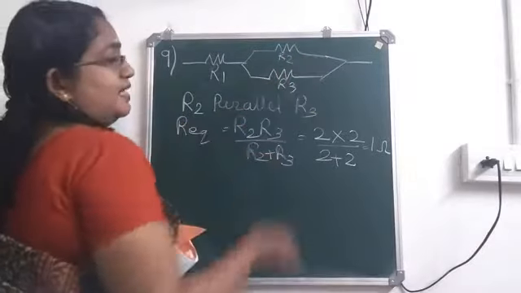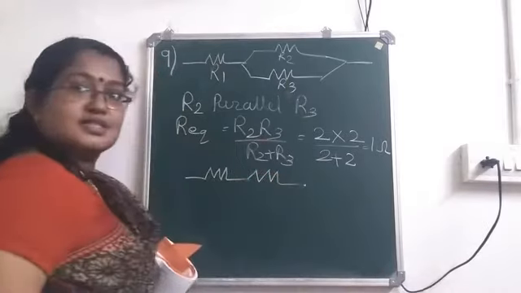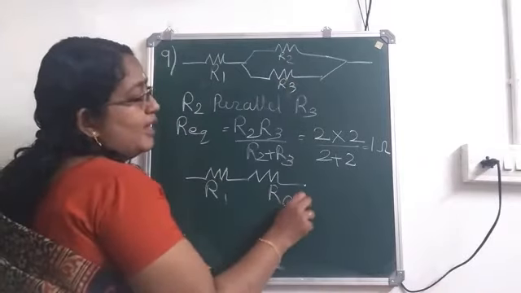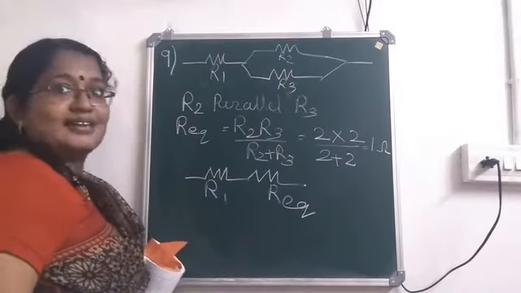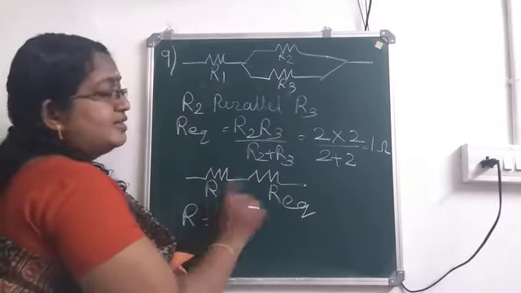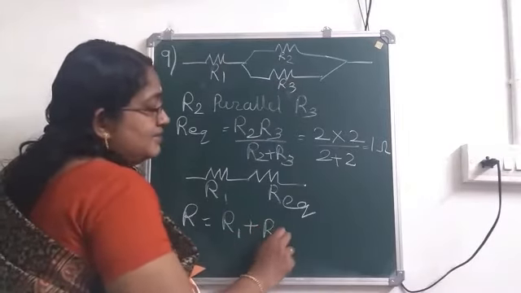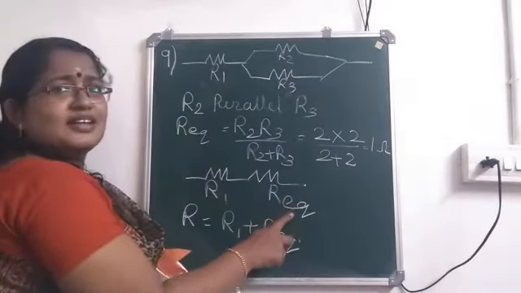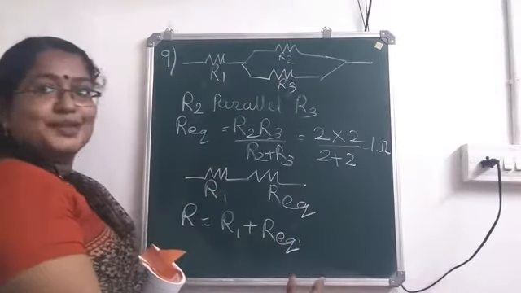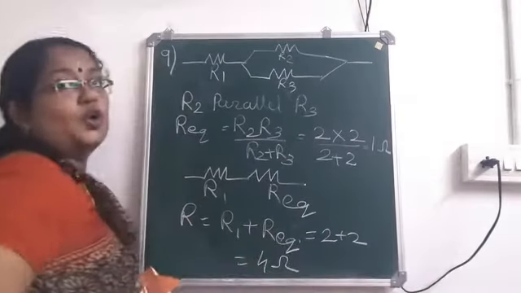So the resistance of this part is 1 ohm. With that, let me redraw the circuit. This is our R1. This is the combination of R2 and R3, which is R equivalent. Now what will be the total resistance here? This is a series connection. So R is equal to R1 plus R equivalent. Here it is not compulsory that you have to call it R equivalent. If you want, you can call it R4 or R. Any name you can give. Okay. So 2 plus 2, which is equal to 4 ohm.